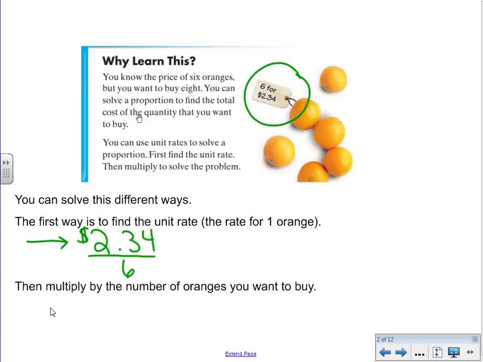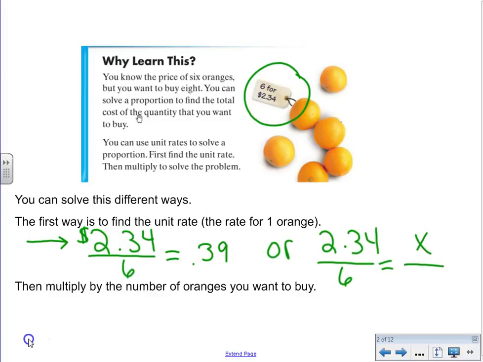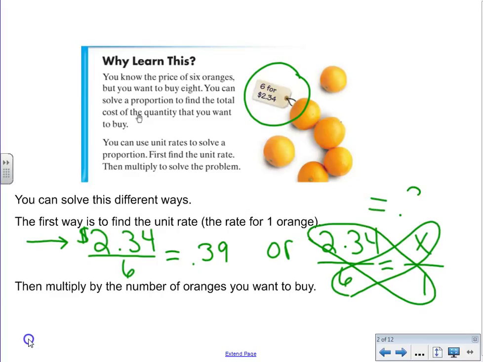We can just divide 234 by 6, and we would get 39 cents. Or if you want to set up a proportion, we could do it as 234 for 6 oranges. How many would it be for 1 orange? And then we can cross multiply and divide to get the same answer, which would be 39 cents. So it's 39 cents for 1 orange.